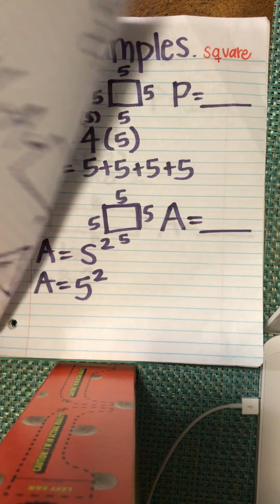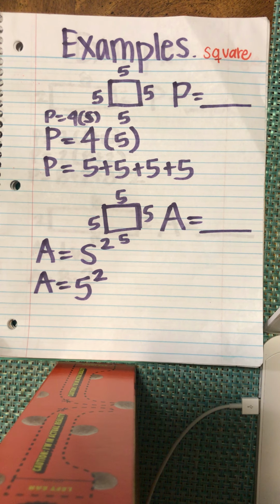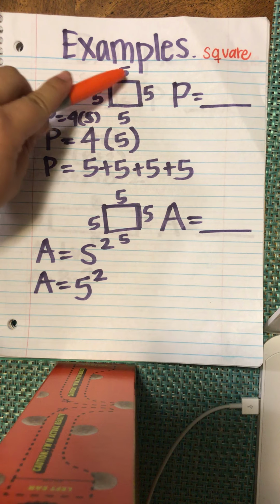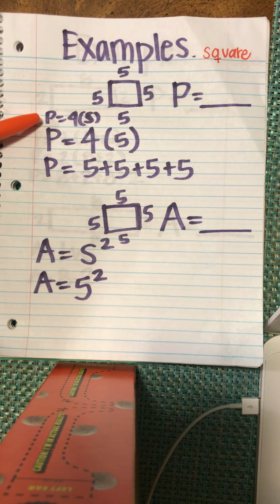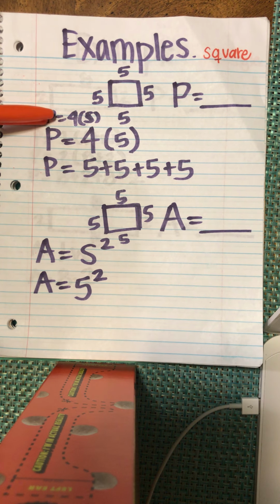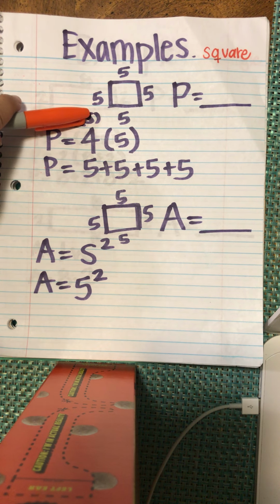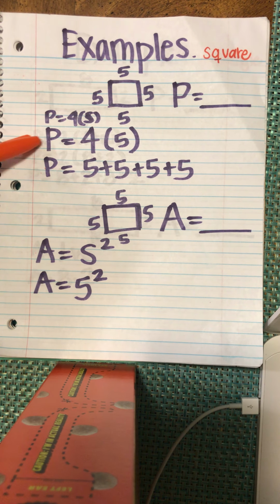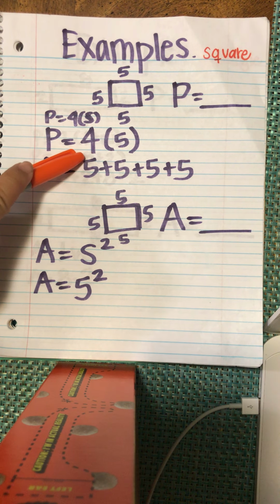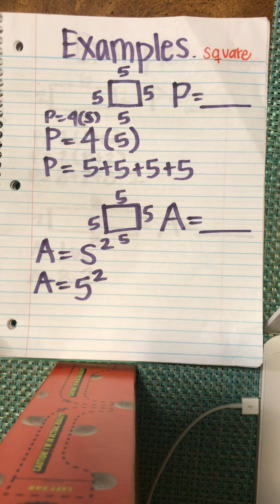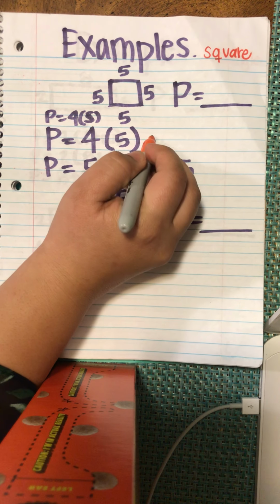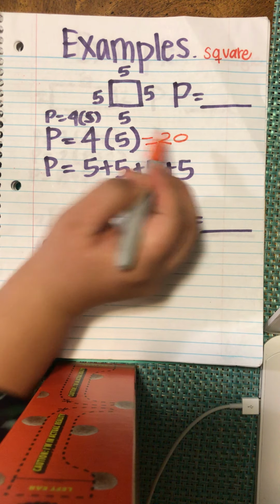So here we will start with some examples. In this example, our sides are all 5s. 5, 5, 5, 5. The formula for that is P equals 4 times S. So what we know is we know what S is. So we input that 5 for the S. So 4 times 5 is 20. So we can add a 20 right here.